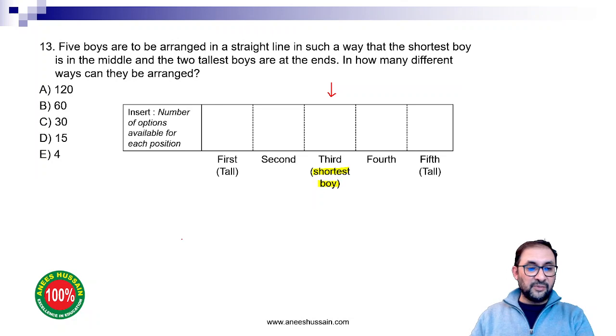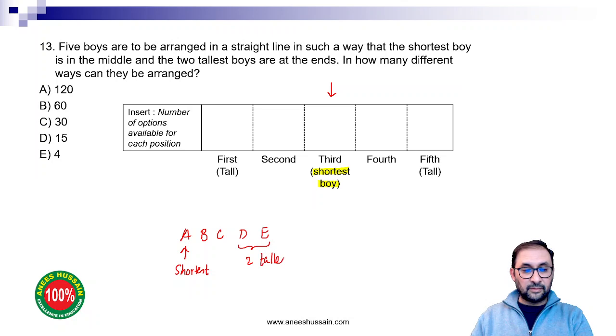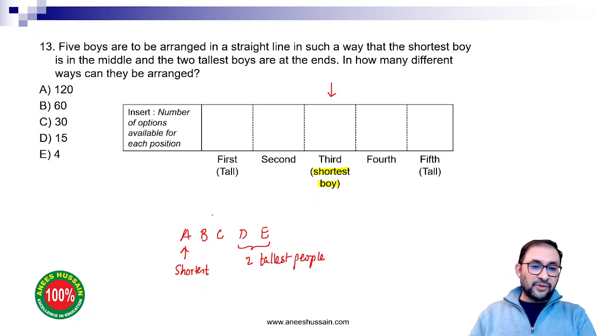Now let's assume that these people are A, B, C, D, and E. And let's say that this is your shortest person, and that these 2 are your 2 tallest people, okay? So the question said that in the middle position, you need to have the shortest person.